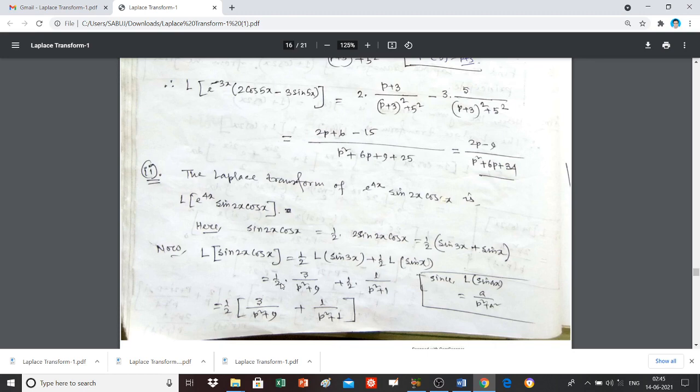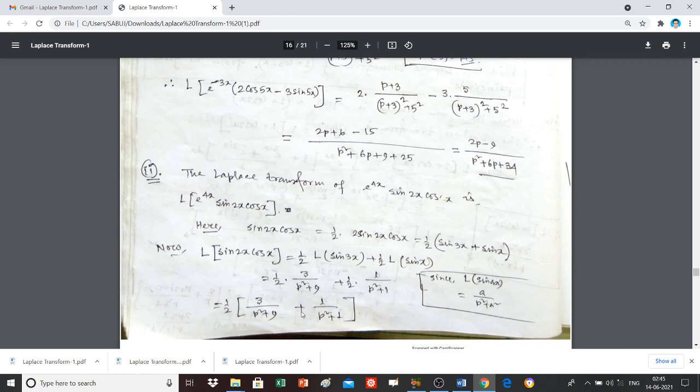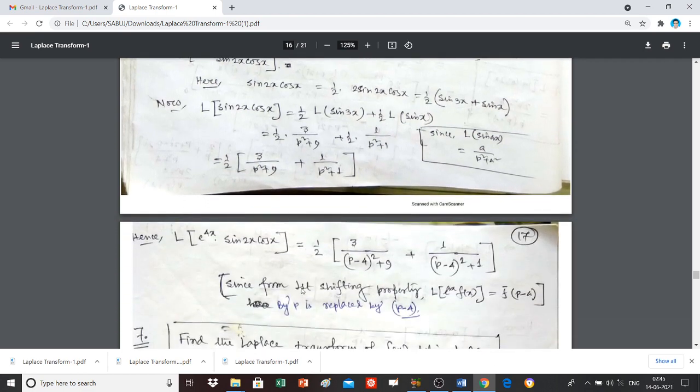So that is equal to half. You know that Laplace transform of sin ax is equal to a by p square plus a square. In this case, for the first case, a is equal to 3. So 3 by p square plus 3 square, that means 9. Then half is here, and in this case, your a is 1. So half 1 by p square plus 1. And that is half of 3 by p square plus 9 plus 1 by p square plus 1. This is the Laplace transform of this.